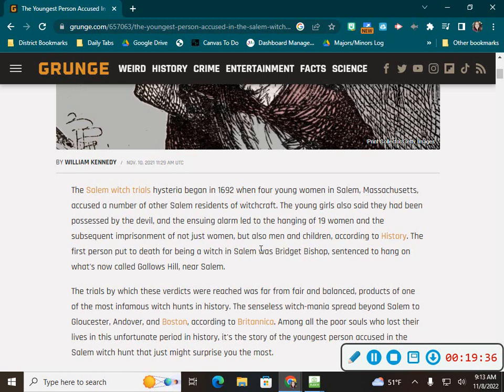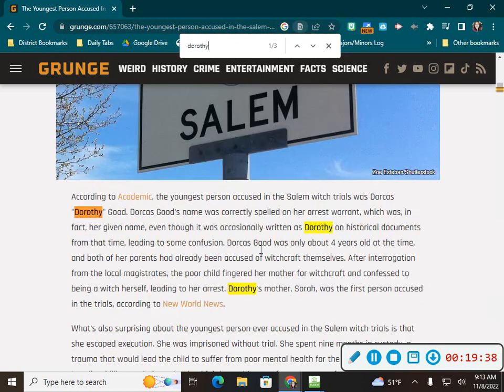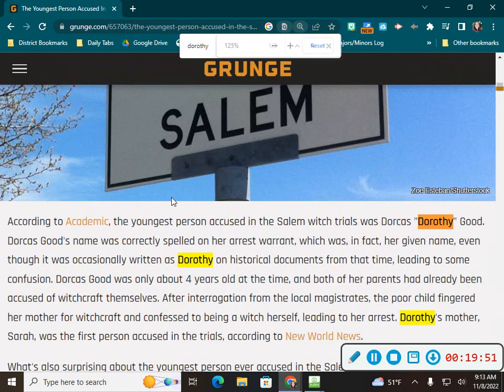So I'm going to do Control F, and I'm going to say Dorothy Good. Okay. According to Academic, a source, the youngest person accused in the Salem witch trials was Dorothy Good. Does that answer my question? Yes. Okay, perfect. So I am going to make that bigger, and I'm going to write it down on my answer number 2. What do I use around it?